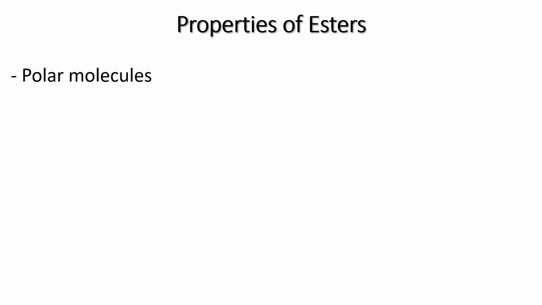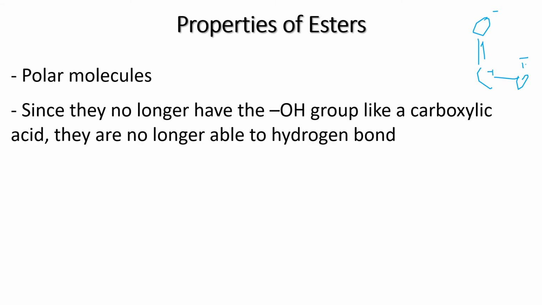Properties of esters. These are polar molecules. Why are they polar? Well, because they've got a dipole here. You got a couple of dipoles probably on the go there. That should be negative. So yeah, you got a couple of dipoles. So it's a polar molecule.